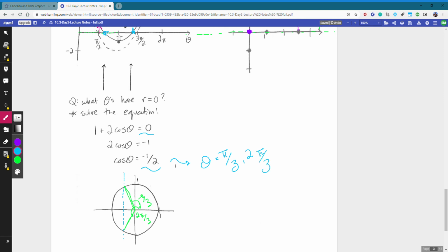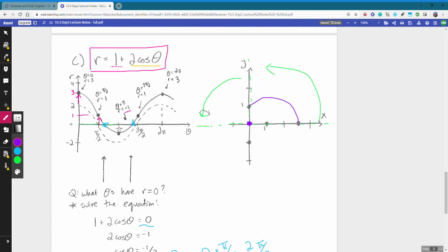And so what that means is that up here, our curve is going to slurp in and give us the origin as soon as we hit these angles. And so let's see what that looks like here if we toss these in, these special angles.